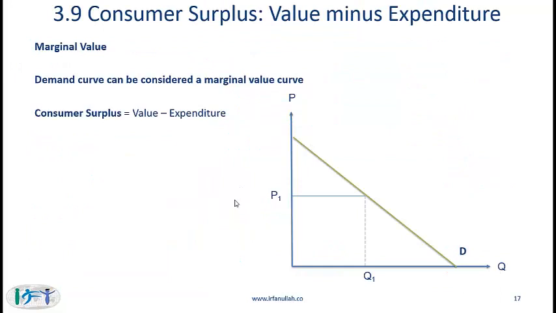Section 3.9, consumer surplus. And the title tells us what consumer surplus is. It is value minus expenditure. Before we get into this in detail, let's just review a few concepts. What is value, and specifically what is marginal value?